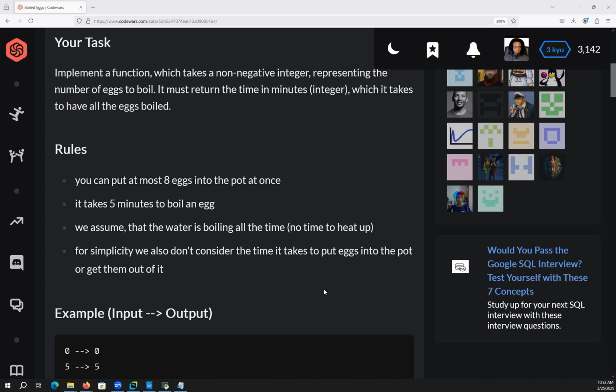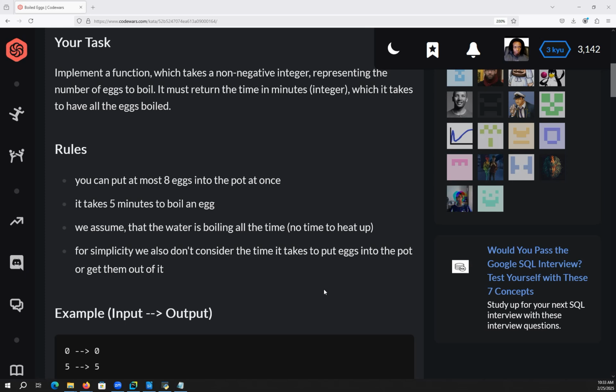You can put at most 8 eggs into the pot at once, and it takes 5 minutes to boil an egg. We assume that the water is boiling all the time, so no time to heat up. And for simplicity, we also don't consider the time it takes to put the eggs into the pot or get them out of it. So you're going to be given a number of eggs, and we need to determine how long it's going to take to boil those eggs.